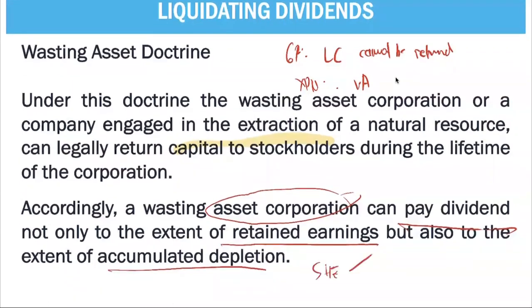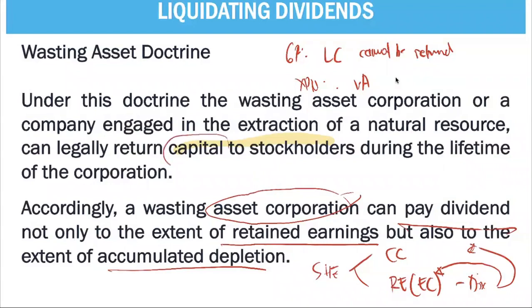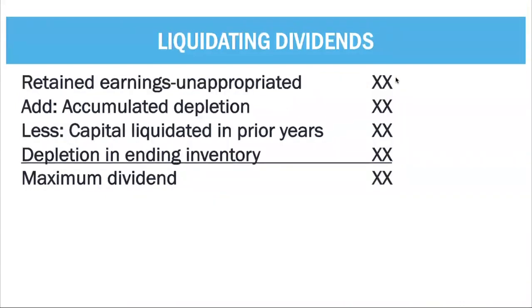Because guys, you know that shareholders' equity is composed of contributed capital and your retained earnings or earned capital. Normally, dividends should only come from your retained earnings. But in your wasting asset doctrine, you can also get your dividends out of your capital. Okay? So you can legally return the capital to stockholders under wasting asset doctrine. And how do we compute for that? Retained earnings beginning, you add any accumulated depletion, you deduct any capital liquidated. So this is a previous year or previous capital liquidated, less your depletion in ending inventory. That is your maximum dividend.